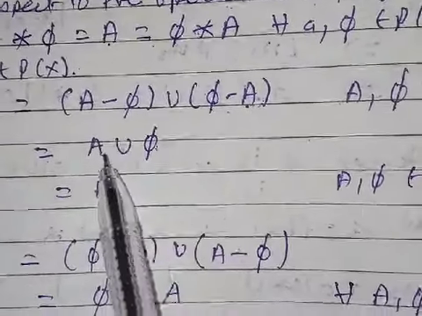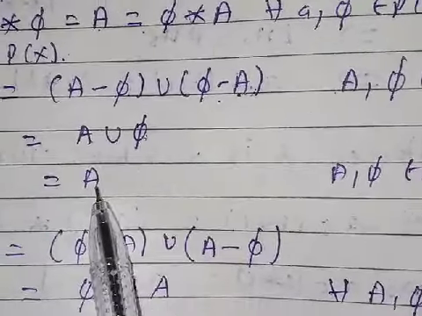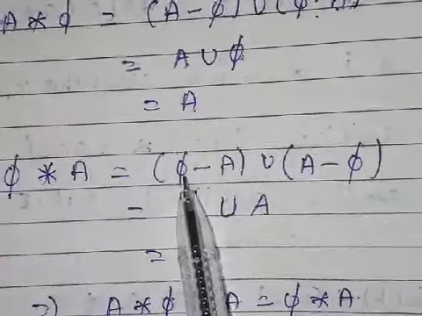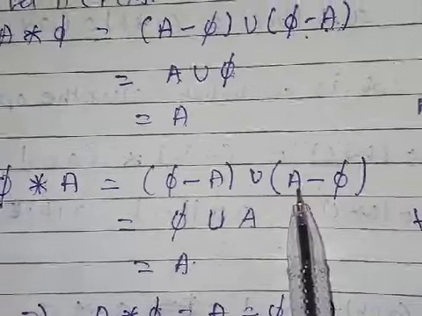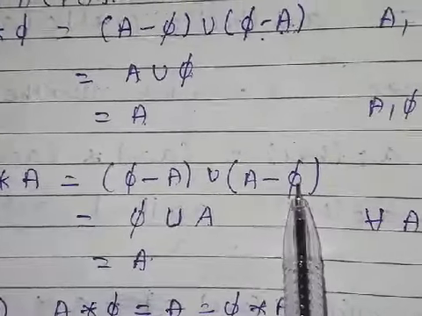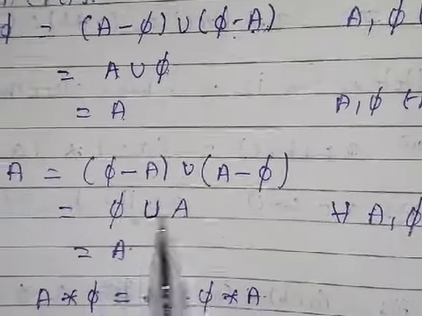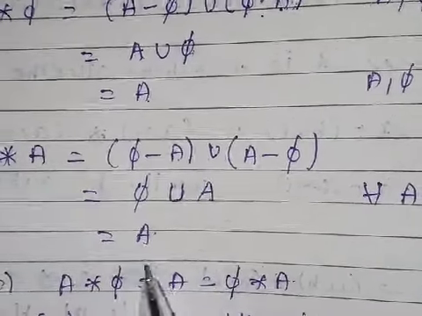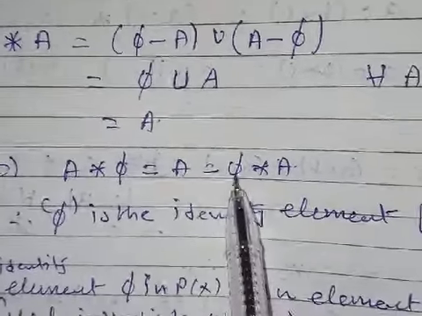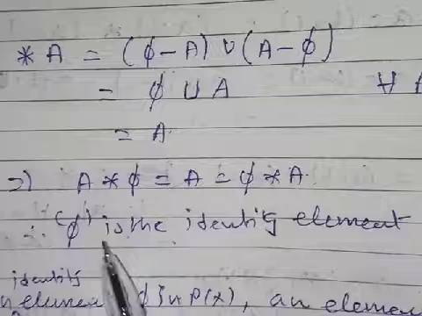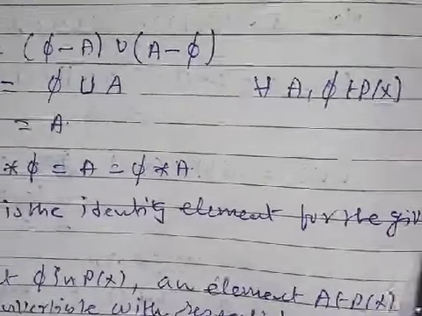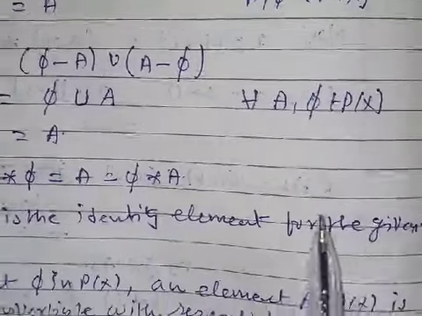A union phi is what? A. Now phi star A is what? phi minus A union A minus phi. What is phi minus A? phi. And A minus phi is A. So what is the answer? A. So what we prove: A star phi is equal to A is equal to phi star A. So phi is an identity element for the given operation star. Now the second part we have to prove.